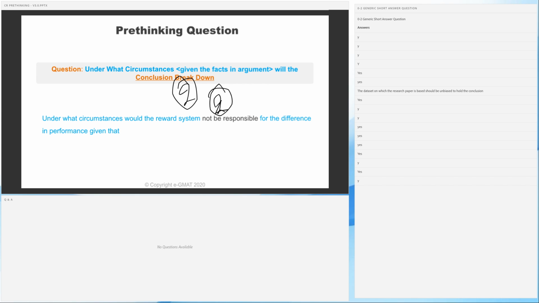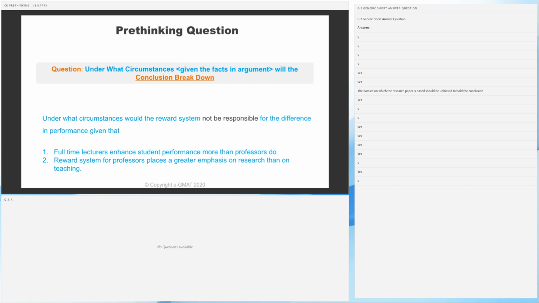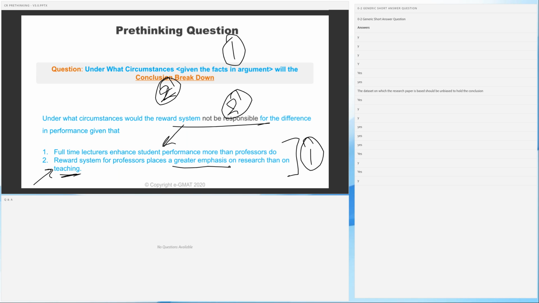Okay, now we're going to look at 1 and map it to the facts and the argument. So this is 1, and this both is 1 over here. What are the facts and the argument? Full-time lecturers do a better job, and reward systems for tenured professors place a greater emphasis on research than on teaching. Again, this is 2 and this is 2 over here. This entire piece is 2.